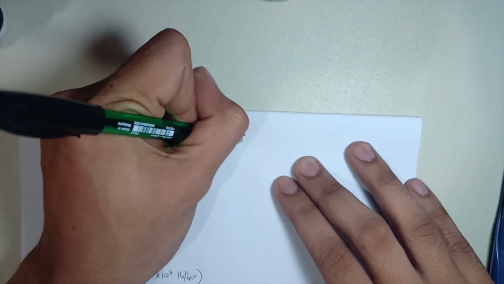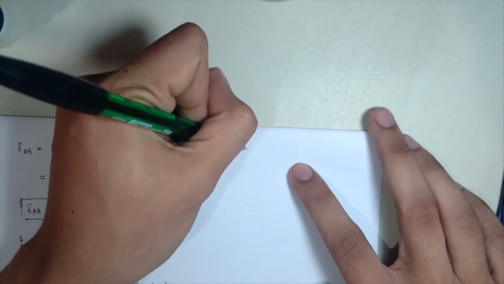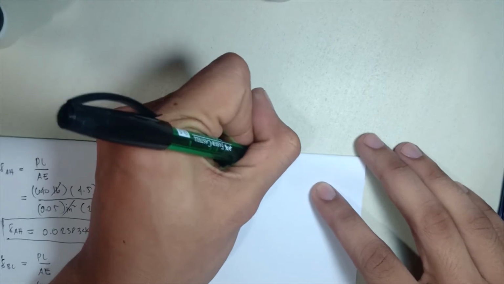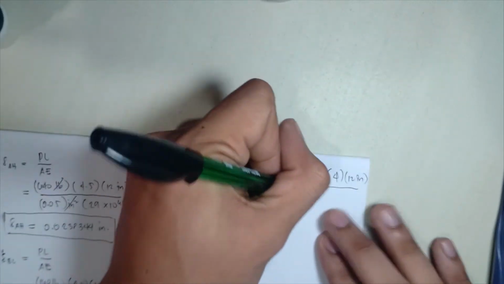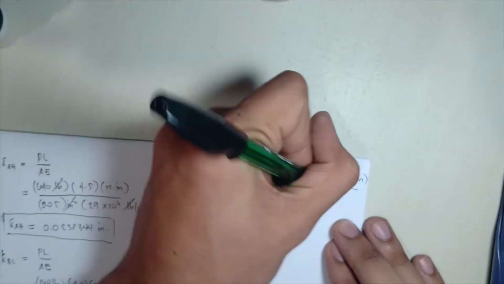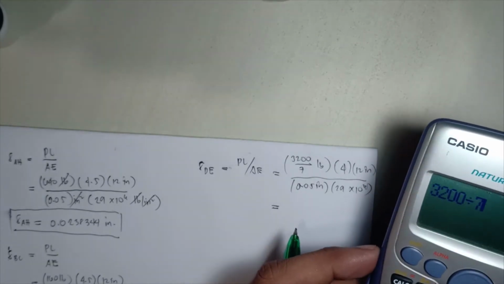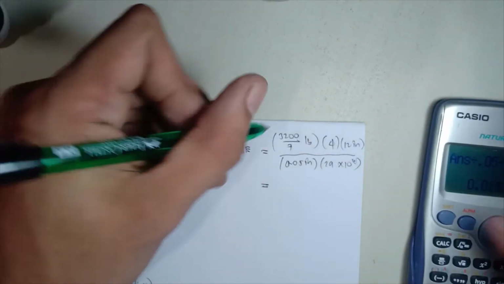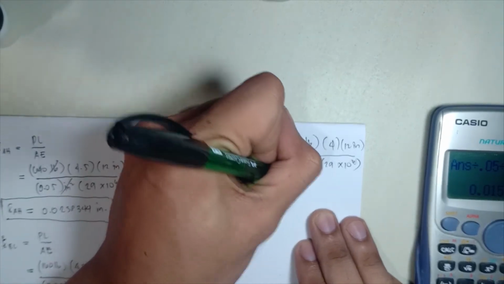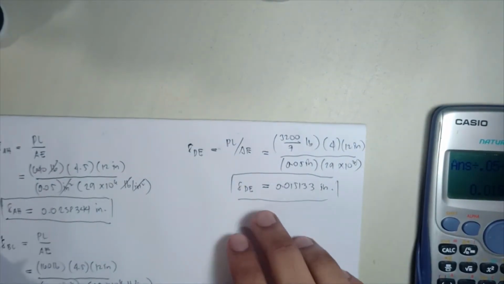Next is the deformation para sa DE. Nang D is 3,200 over 7. Para sa DE, equal PL over AE ulit. Nang force is 3,200 all over 7 pounds times yung length niya is 4 feet times 12 para maging inch. 3,200 over 7 times 4. Ganito yung deformation para sa DE.